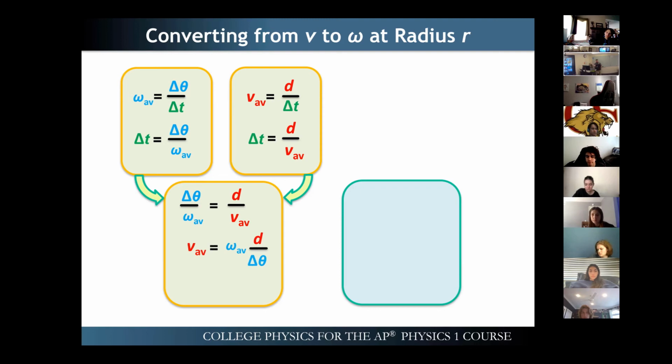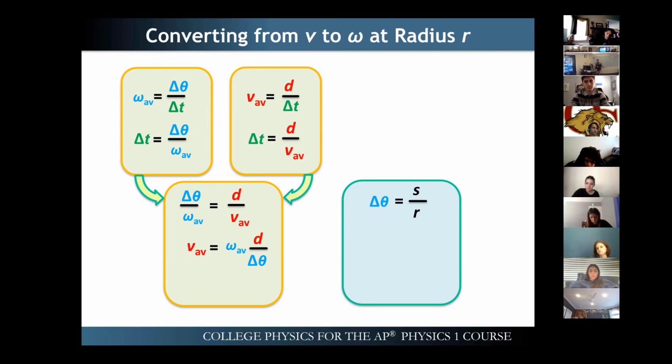All right, now if we rewrite this equation and solve it for V average, I'm just multiplying both sides by V average, dividing both sides by delta theta, multiplying both sides by omega, just rewriting it algebraically to get the V average isolated. Now the reason I want to do that is because I know, based on the definition of a radian, that delta theta is equal to the arc length divided by the radius. That's actually how radians are defined. And so as long as I'm measuring in radians, this is true.